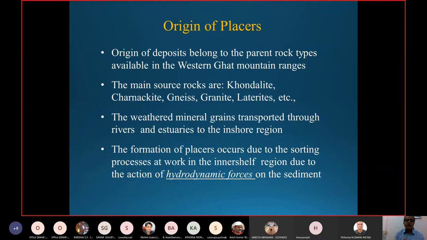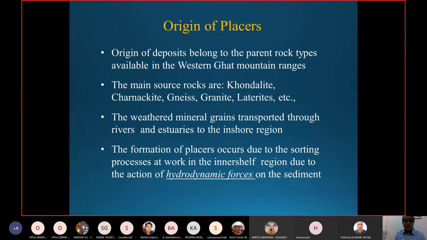So it is linked to the parent rock in the Western Ghats mountain regions. As for the sources, I will mention a few rock types. One is khondalite, which contains garnet and sillimanite as major composition. When it weathers, these minerals get into the river, the river brings them into the sea, and then the hydrodynamic process works and brings them back to the beach. Another source is charnockite, gneiss, and granite.